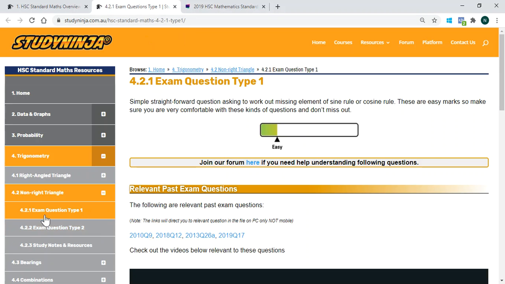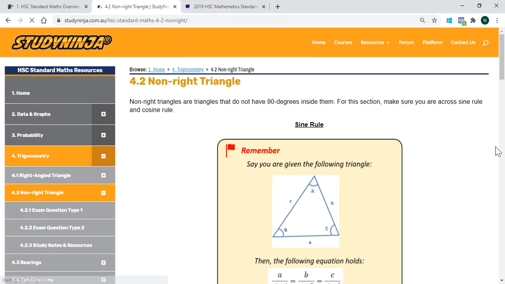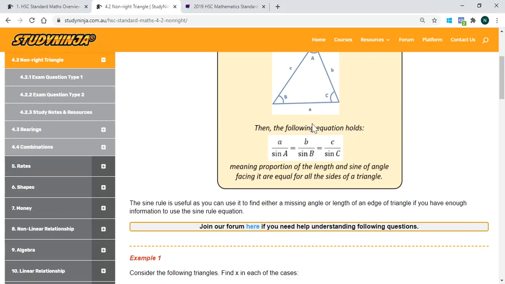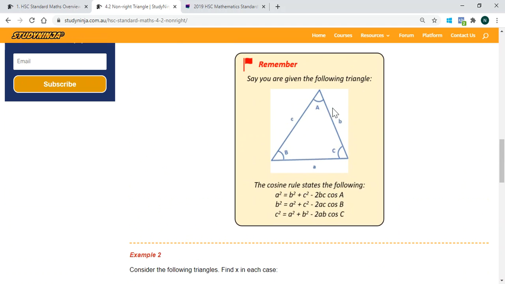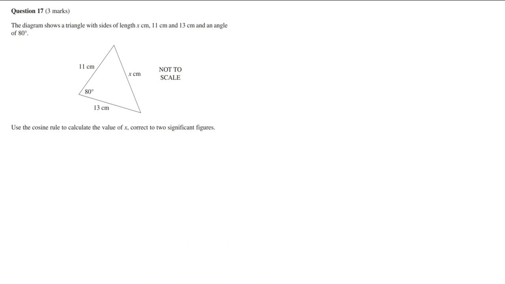What is the cosine rule? You come here to the non-right angle triangle section, and under this I've got the sine rule and there is the cosine rule here, and it explains what the formula is. So let's look at the question now. Here's the question. So these are the different sides of the question.